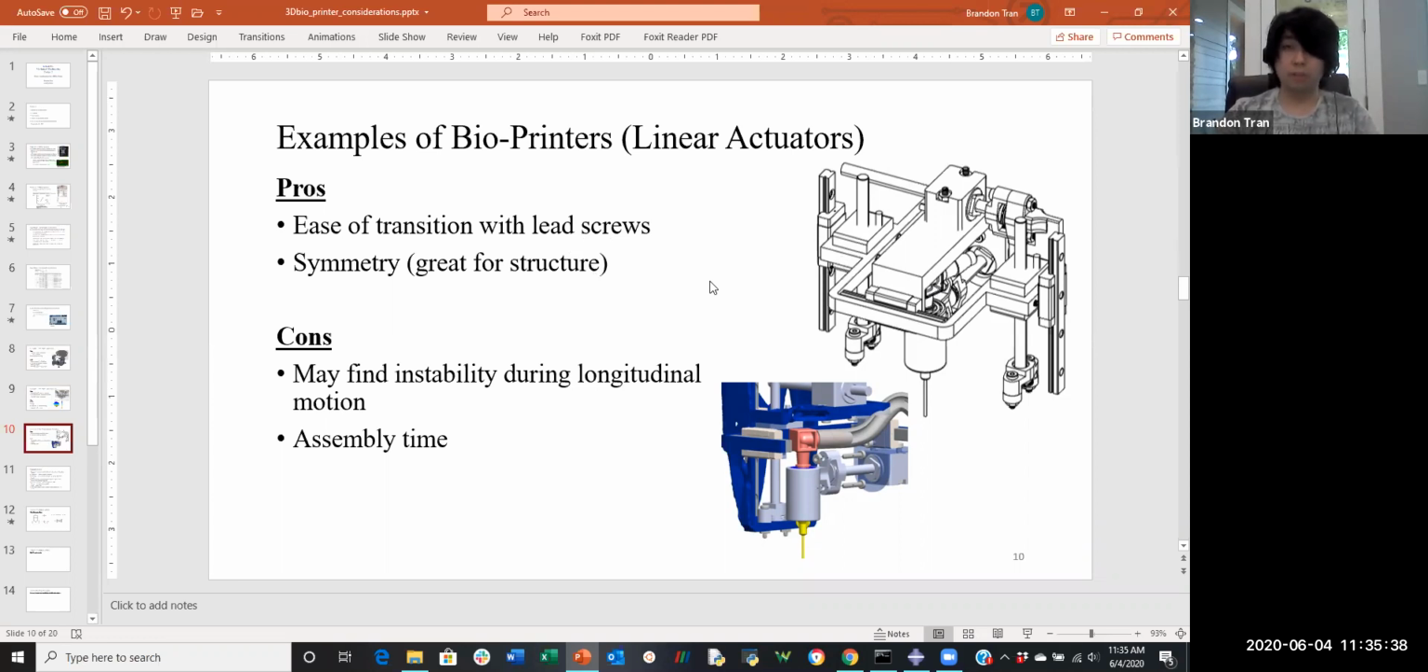Even if sometimes the other guys don't want it to be symmetric to do something cool or fancy, structurally, it's more advantageous if it's symmetric. Ease of transition with lead screw. Yes, so lead screw design, very common. May find instability during longitudinal motion.